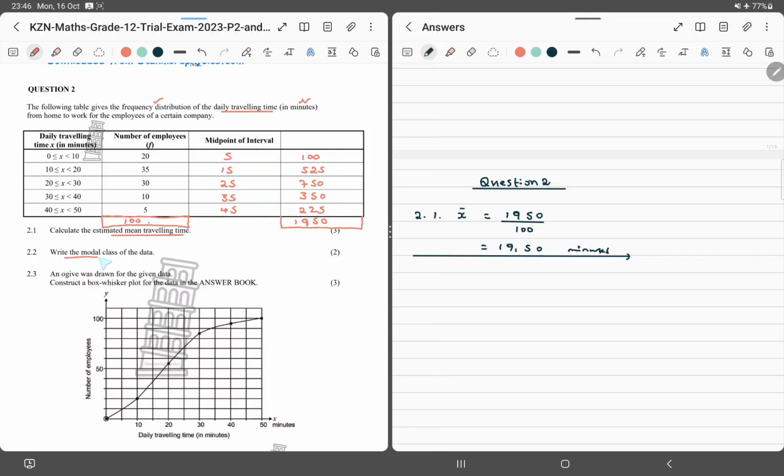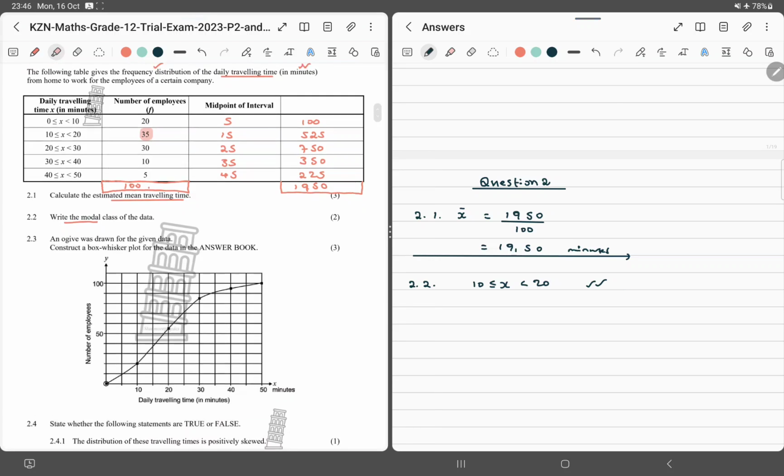Now it says write the model class. The model class is the one with the highest frequency. So if we scan these frequencies, 35 is the highest, so we will simply write that one. This means our x is less than 20 and greater than or equal to 10. That is our model class. So that is 2 marks. Easy 2 marks.